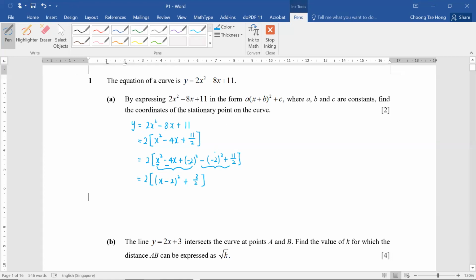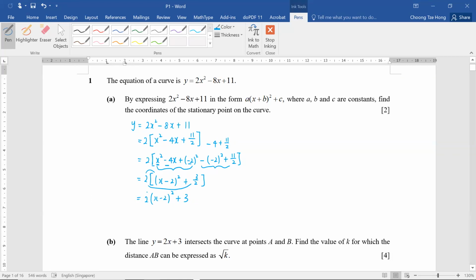Negative 2 squared is 4, so you have minus 4 plus 11 over 2. 4 is 8 over 2. So 11 over 2 minus 8 over 2, you get 3 over 2. Then we need to multiply this 2 back into the bracket. So you get this. Then 2 times 3 over 2, you will get plus 3. So we have successfully expressed it in the form a times (x plus b) squared plus c.